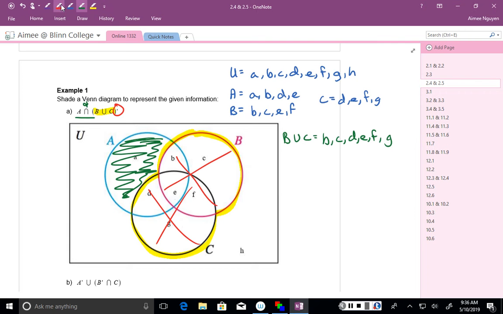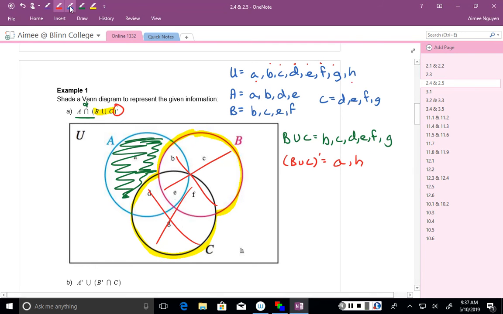And now I'm going to do the complement of that. So B union C not. So again, the complement is everything in my universe that's not in the set, right? So I'm going to look at my universe. I'm going to take out the B, I'm going to take out the C, I'm going to take out the D, the E, the F, and the G. And so when I take out those 6, all that I have left is A and H. So those are my only 2 left that are not in B union C.